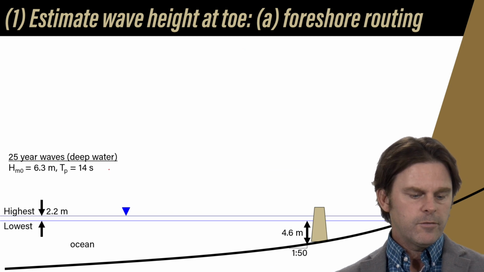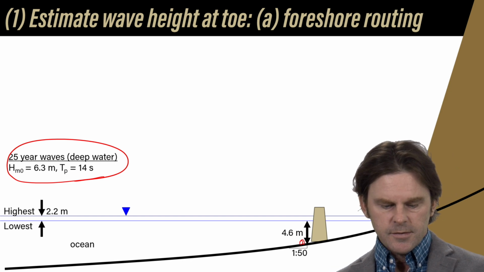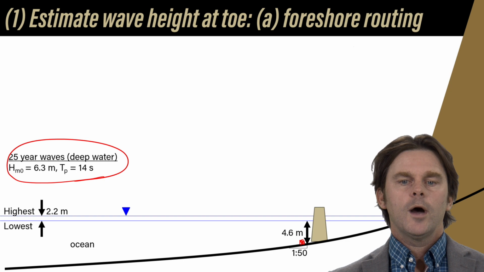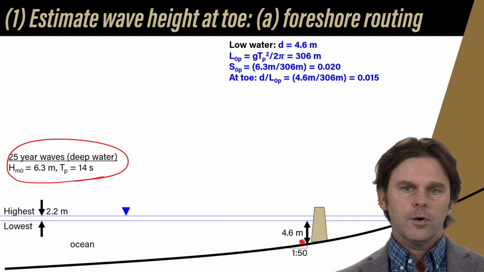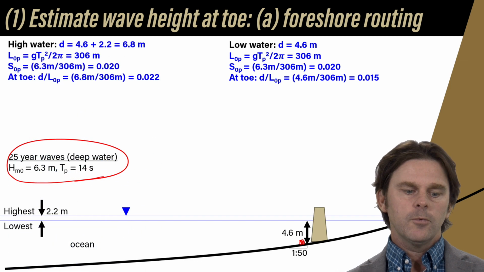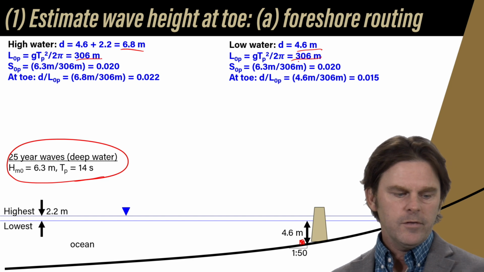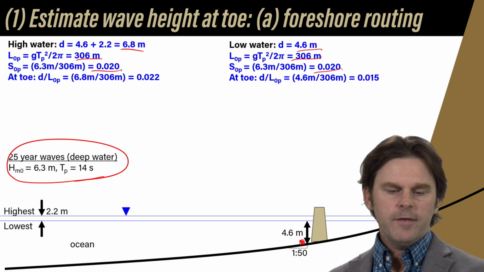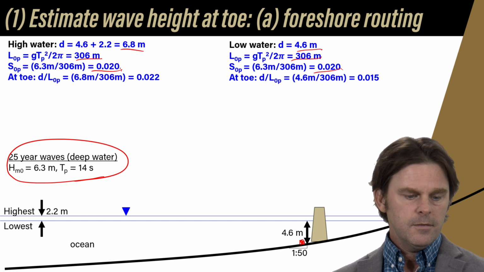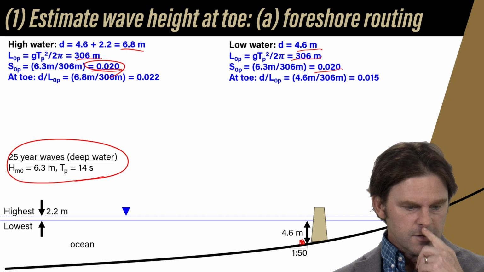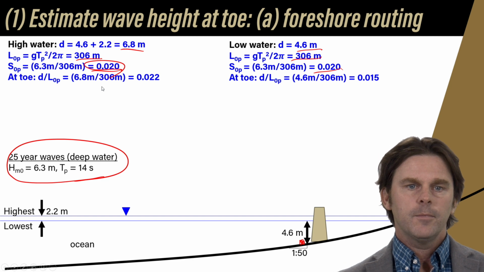All right, very quickly, foreshore wave routing. We need to get this deep water wave to the toe of the structure because all of our design formulas want the wave height at the toe, okay? So the first way to do that is the foreshore routing. In order to do the foreshore routing, we're going to take the depth for the two different water levels. We're going to calculate the deep water wavelength and the deep water wave steepness, and then we're going to go to the foreshore graph that's closest to that steepness. Fortunately, we have a steepness of 0.02, which is one of the graphs that we have for the graphical foreshore routing method.